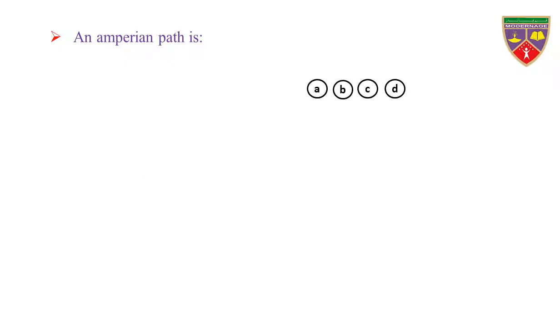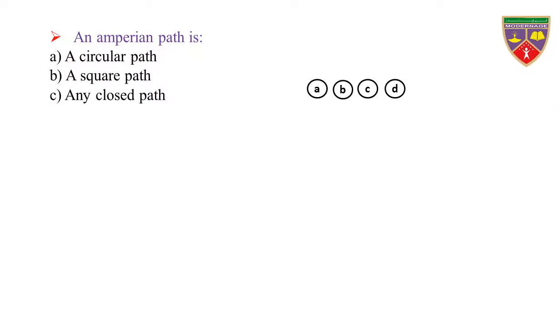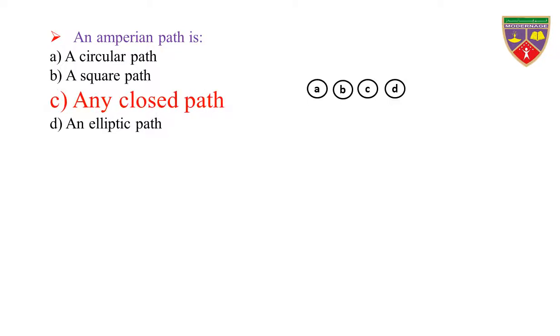An Amperian path is: option A, a circular path; option B, a square path; option C, an enclosed path; option D, an elliptic path. The key is any closed path. Therefore, the correct option is C.